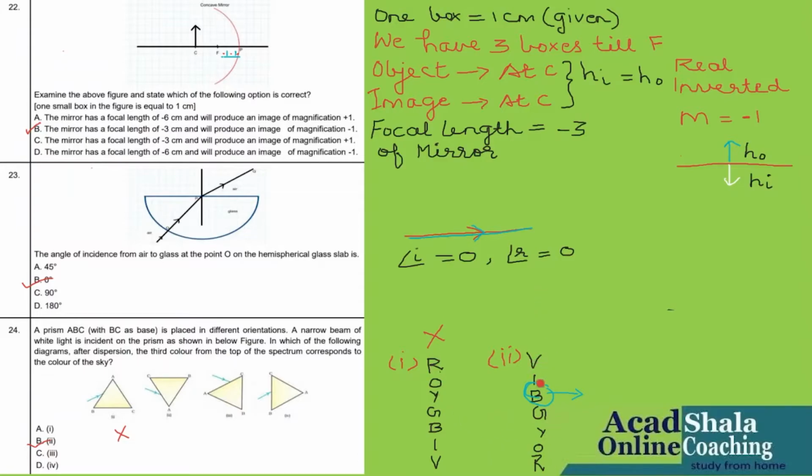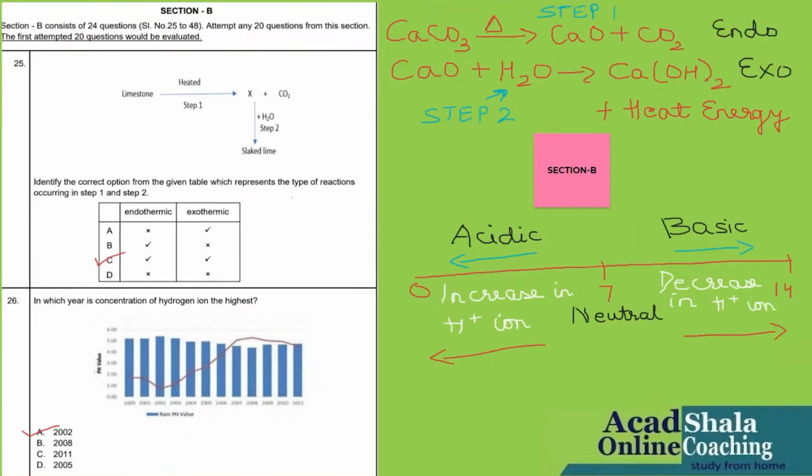So I write it VIBGYOR. Okay, let me search and see the third color. The third color is coming out to be blue, which is written VIB. So according to the demand of the question, they have asked which is the third color coming from top towards bottom. So the second option is correct. I will choose option B with the second figure. It's done. Now, let us go to the next question.